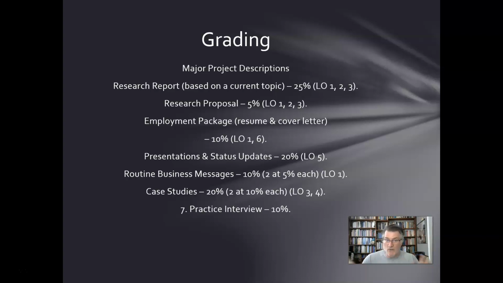So in between all of this, there'll be an employment package, which is a resume and a cover letter. In fact, I would recommend looking for an actual job. Go through and assume that this job actually exists, which it should, and you're actually going to apply for it. So again, that'll be probably in about week 5. Routine business messages are 10% total. There are 2 at 5%. This is the direct and indirect email or the letter. The case study is worth 20%. There are 2 of them, and each is worth 10%, so a total of 20.